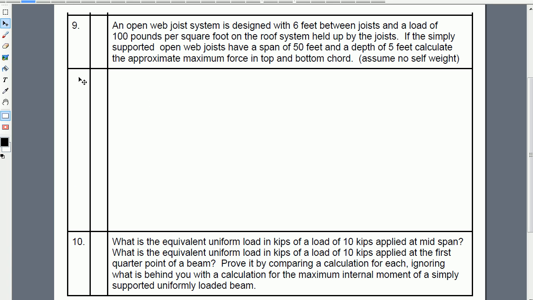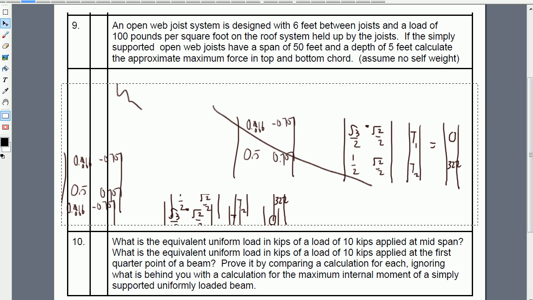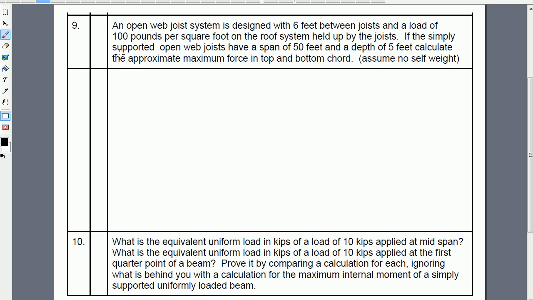First off, okay, we got this. There we go.